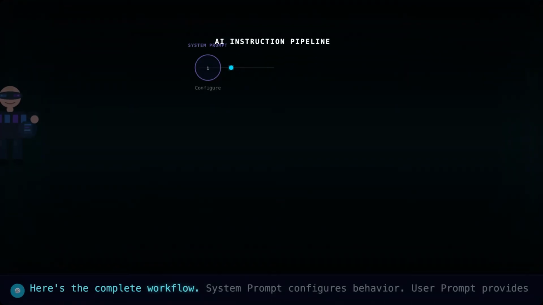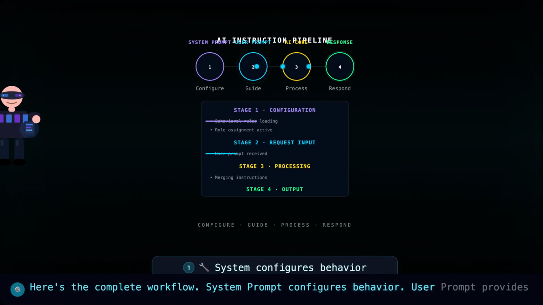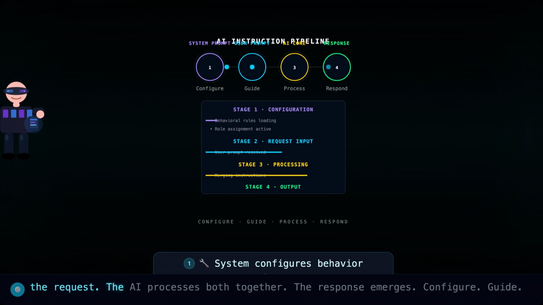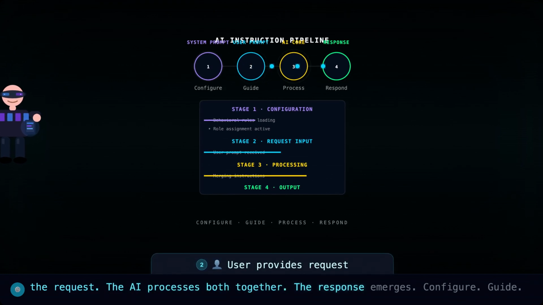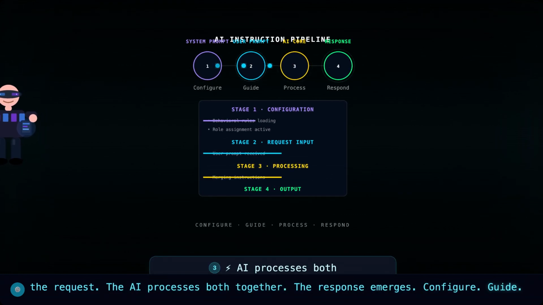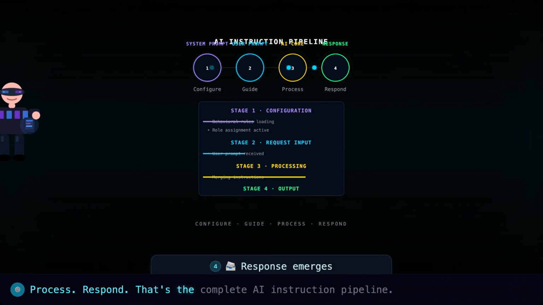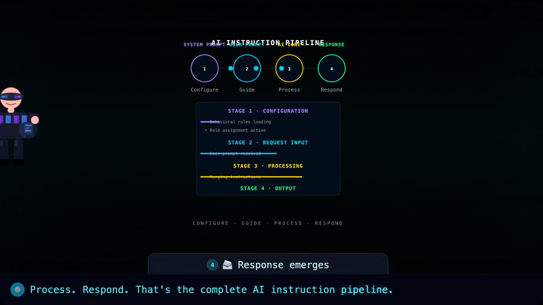Here's the complete workflow. System prompt configures behavior. User prompt provides the request. The AI processes both together. The response emerges. Configure, guide, process, respond. That's the complete AI instruction pipeline.